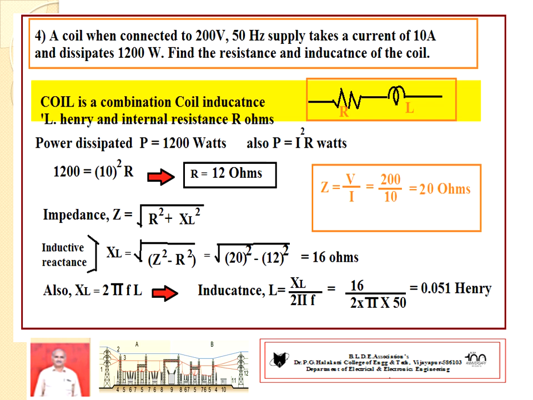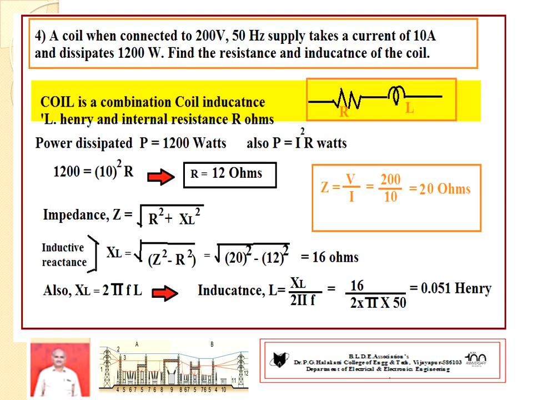Voltage value is available, sir. Current value is available. Both are RMS values. Then you go for impedance. Z equal to RMS value of voltage divided by RMS value of current. So it becomes 20 ohms. So the given circuit is an RL circuit, hence the impedance equal to under square root of R square plus XL square. From this expression we are able to calculate inductive reactance XL. XL equal to under square root of Z square minus R square. So it becomes 16 ohms.